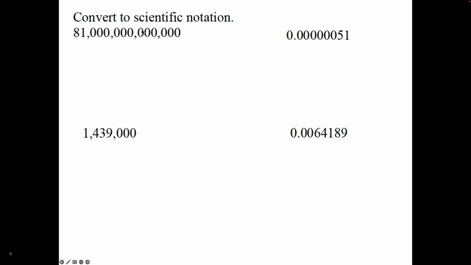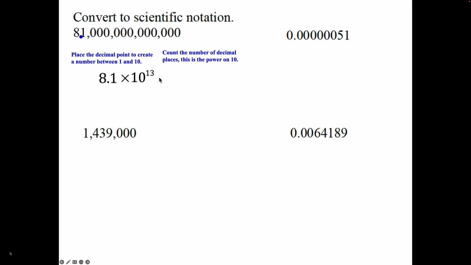Converting these to scientific notation, we want the decimal point right there at 8.1. Now 1, 2, 3, 4, 5, 6, 7, 8, 9, 10, 11, 12, 13 decimal places to the right. So it's a positive 13 because, again, we started with a number bigger than 1. Here's a number that's less than 1, so we want the decimal point right after the 5, so 5.1. 1, 2, 3, 4, 5, 6, 7. 7 decimal places, but because it's less than 1, it's going to be a negative exponent.